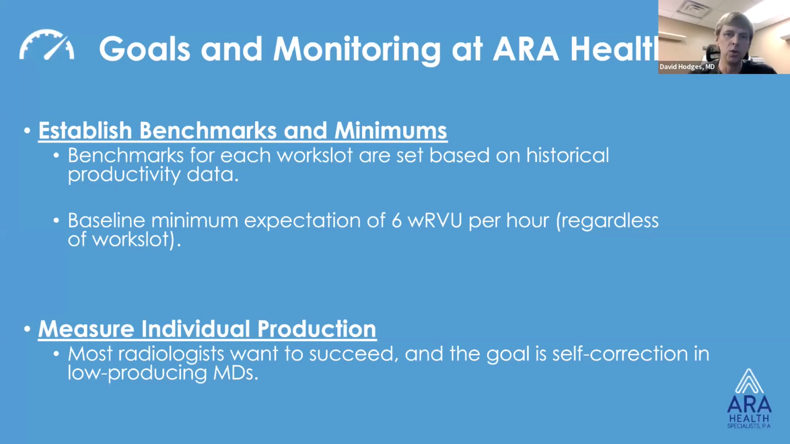So how do we use that data at my practice at ARA Health? Well, first, we have to establish benchmarks. Those benchmarks are set for every work slot that we have. They're based on historical productivity data and are designed to be a benchmark that can easily be hit by everyone. We've also set a practice-wide minimum expectation of 6 RVUs per hour, regardless of work slot.